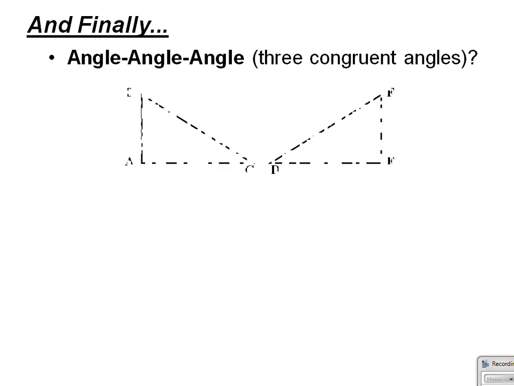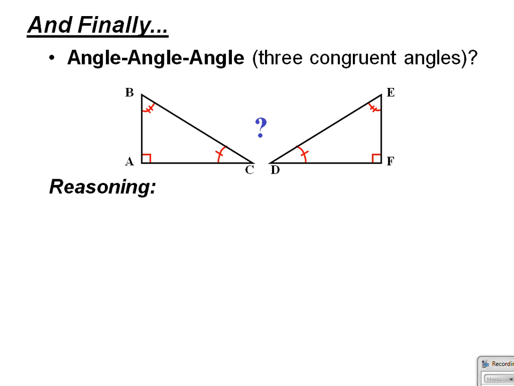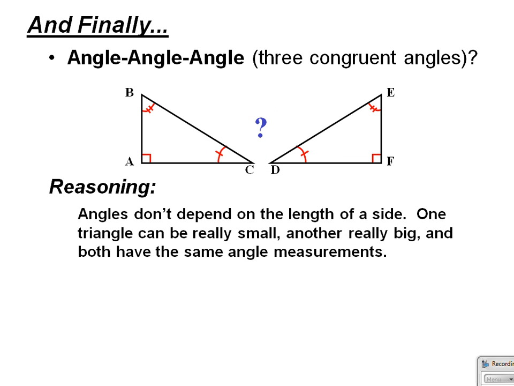And finally, how about angle-angle-angle? If we have two triangles that have three congruent angles, well, this is clearly not enough information, and here's the reasoning behind it. If we were only given three congruent angles, angles alone don't depend on the length of a side. One triangle could be really small, another really big, and both still have the same angle measurements.